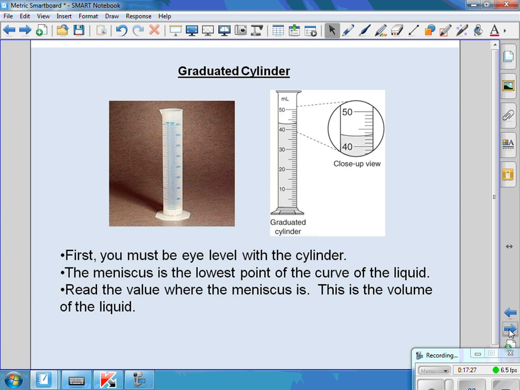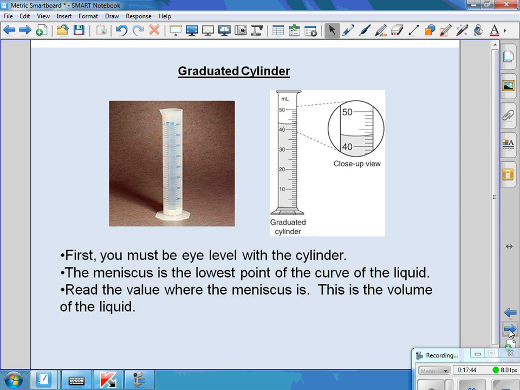A graduated cylinder is used to measure the volume of a liquid. So the first thing you need to remember when measuring with a graduated cylinder is that you need to be eye level. If you're looking from the top or from the bottom, you're going to get an angle and it's not going to be the correct answer.